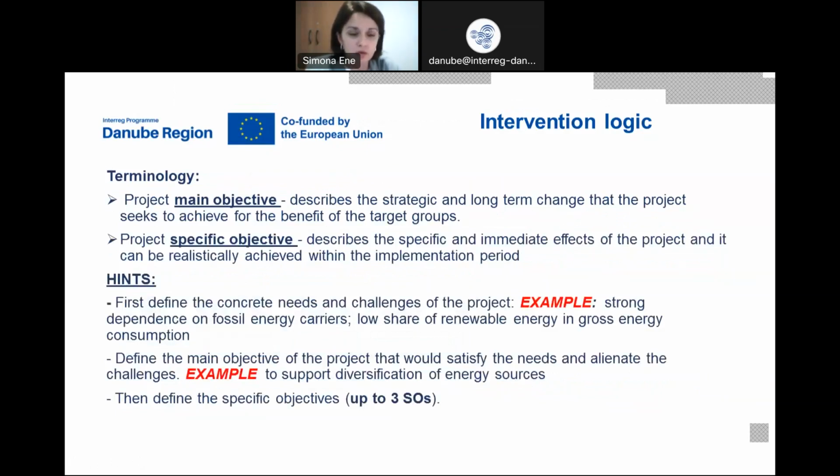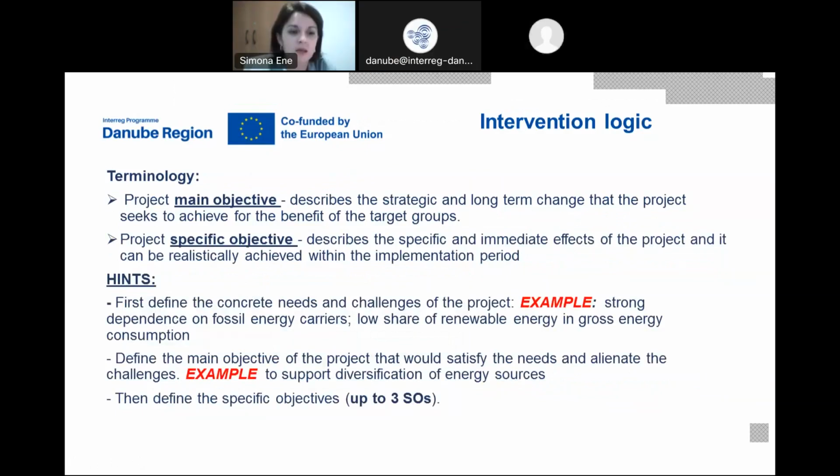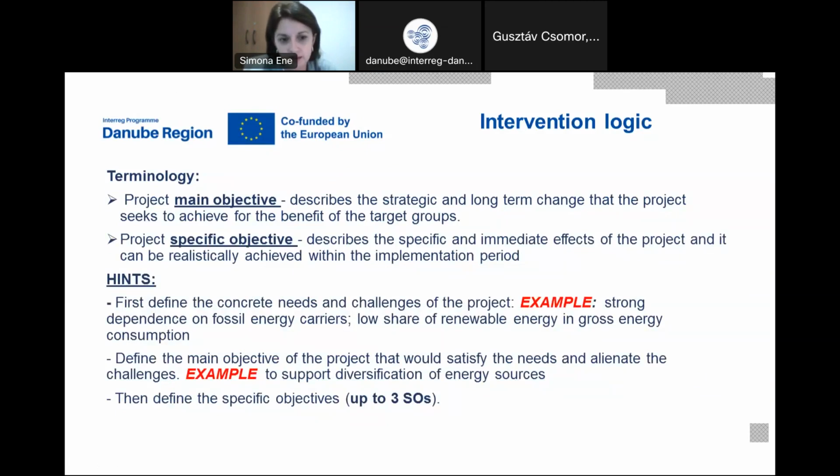Some terminology clarifications. A project should define, as you've seen also in the expression of interest, a main objective and up to 3 specific objectives. The project main objective describes the strategic and long-term change that the project would like to achieve, and the specific objective describes the immediate effects of implementing the activities and achieving the outputs of the project.